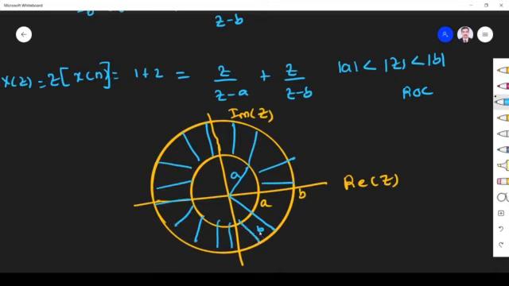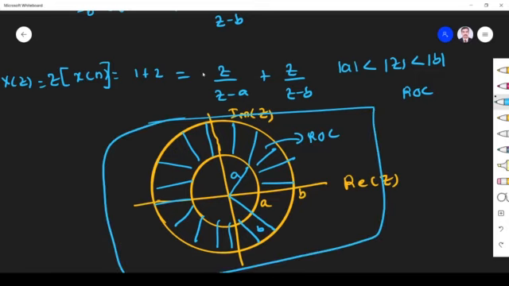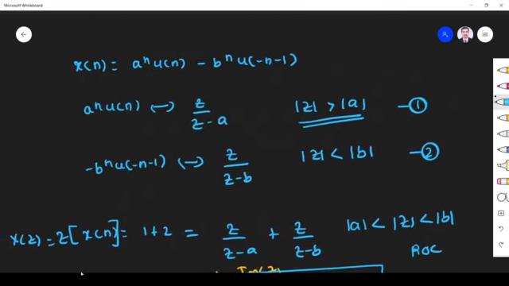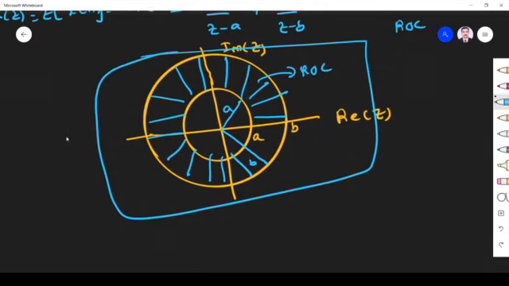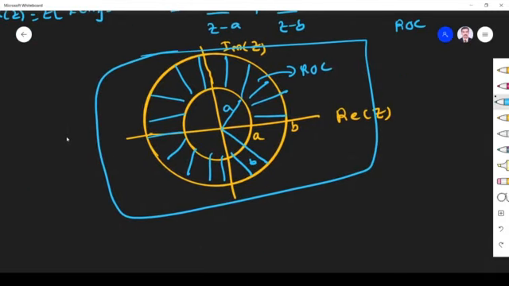So this is the ROC. This shaded region is the ROC of a double sided sequence. We know one part is a right sided sequence and the other is a left sided sequence. So for a double sided sequence, the ROC lies in a ring. This is one more important problem.